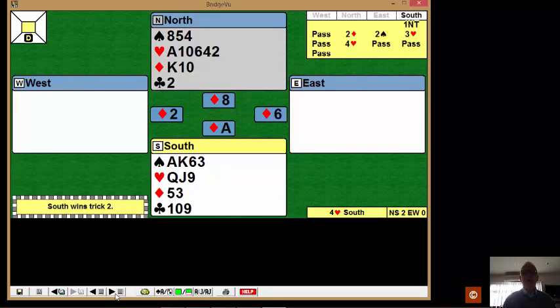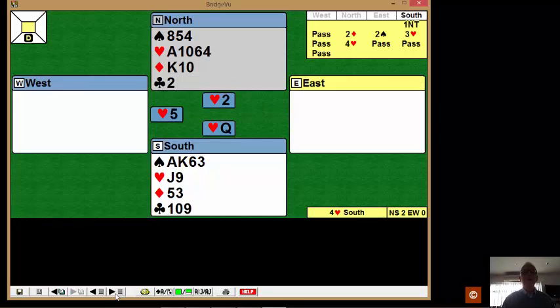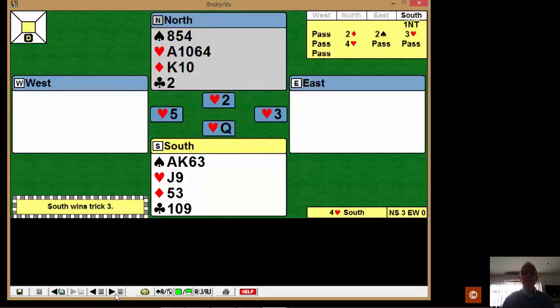We get back to our hand. Sorry, we're in the wrong hand. We get back to our hand with the ace of diamonds and take the first heart finesse. We must come back with the ace of diamonds, not a spade, otherwise we'll get our winning spade roughed. We now take the queen of hearts lead and finesse west.